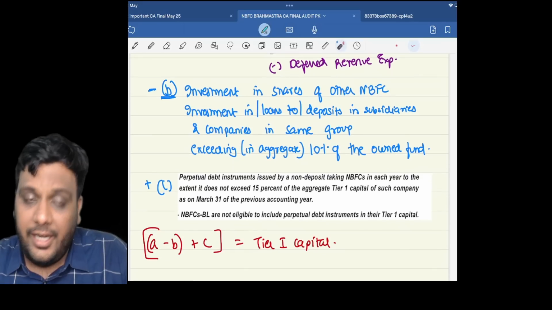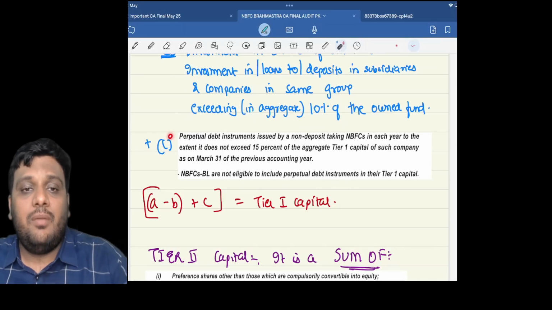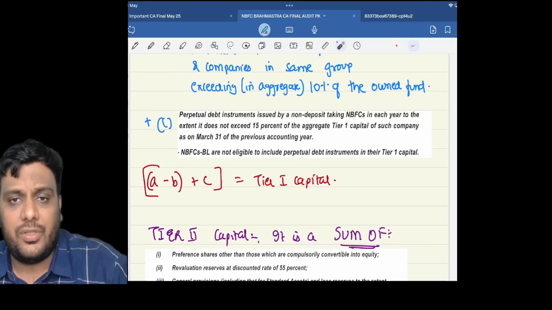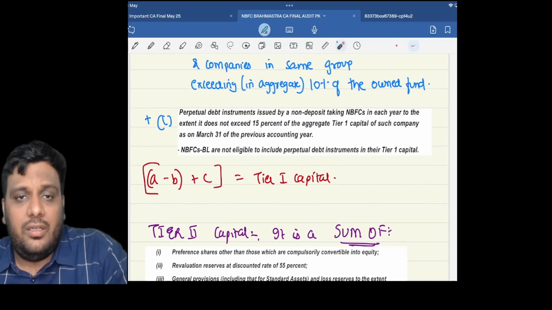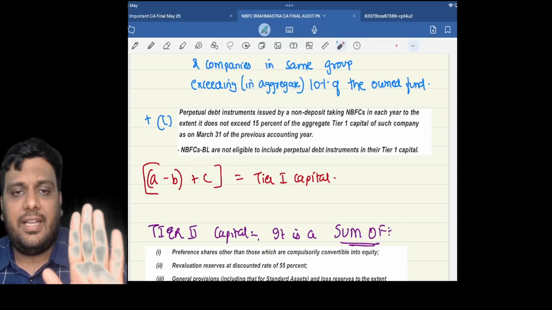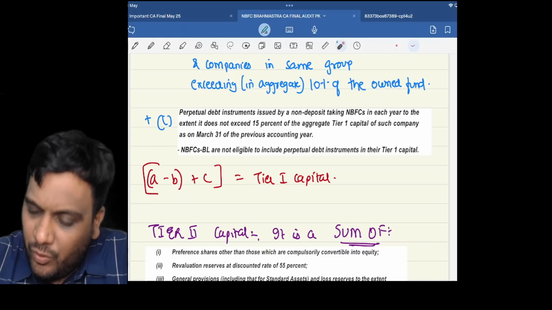Then A minus B plus C. What is this plus C? Perpetual debt instruments issued by non-deposit taking NBFC, only for non-deposit taking NBFC, perpetual debt instruments irredeemable in each year, to the extent it does not exceed 15% of aggregate of tier 1 capital of such company as on March 31 of previous accounting year. Very simple, listen to me.